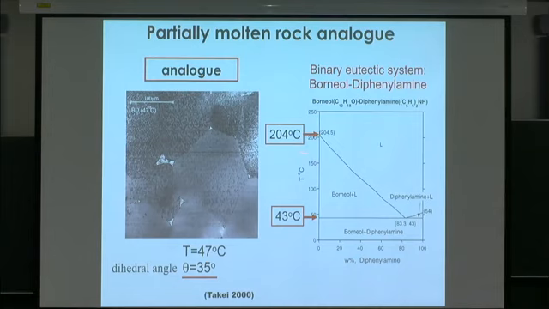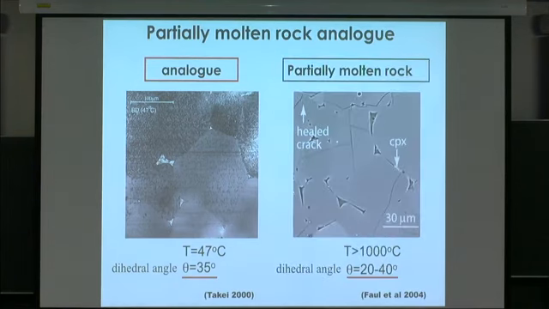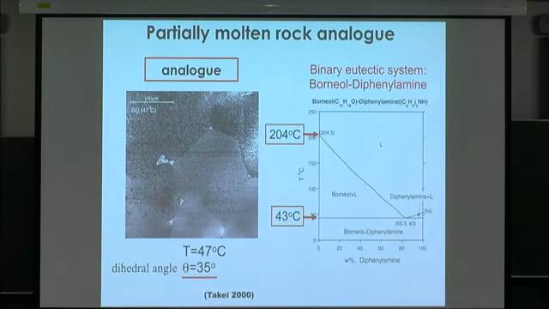But when the secondary component, diphenylamine, is mixed, the mixture partially melts at 43 degrees C and becomes a very good analog of partially molten rock. The dihedral angle is 35 degrees, and the equilibrium geometry of melt is quite similar to the partially molten rock. And in this system, melt fraction can be controlled accurately by changing the amount of diphenylamine.